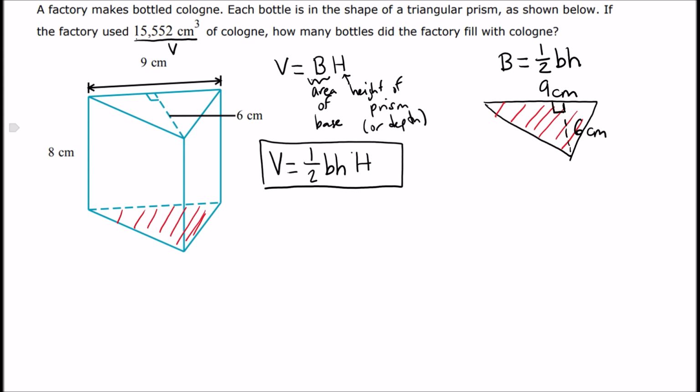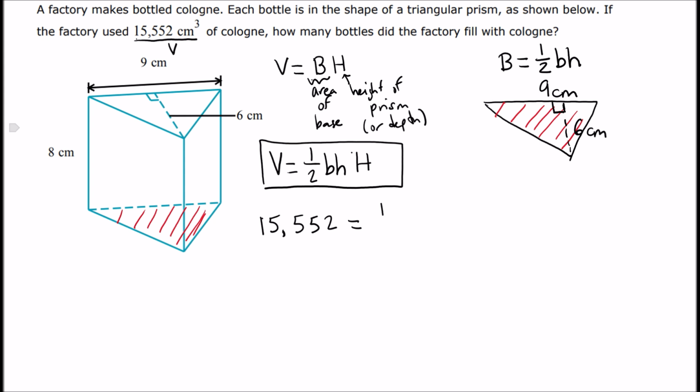They said that the factory used 15,552 centimeters cubed of cologne, but remember that this 15,552 centimeters cubed is not the volume of one bottle, but the volume of multiple bottles. Okay, so we're going to keep that in mind. So let's find the volume of this prism.